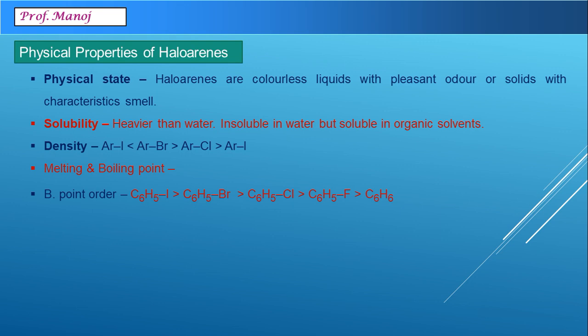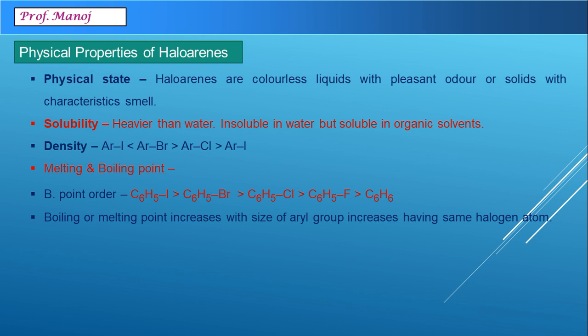Melting and boiling point follow once again the order as per polarity. So benzene connected with iodine, iodobenzene, has a greater boiling point than bromobenzene, than chlorobenzene, than fluorobenzene, which are all higher than pure benzene.